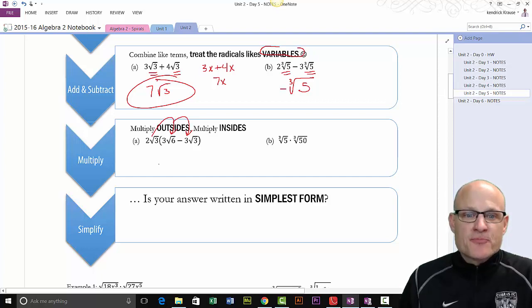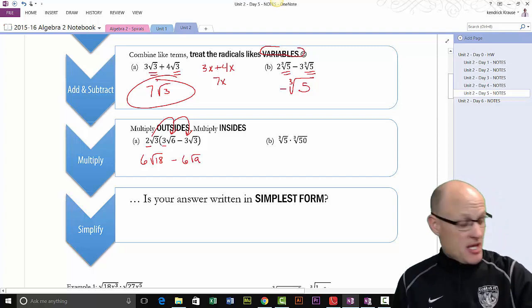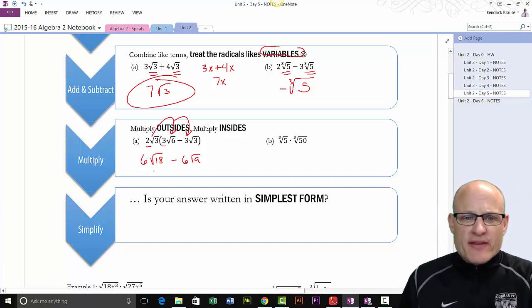All right, so we're just going to use the distributive property. Nothing new here, kids. So we're going to multiply 2 times 3, so that's 6 square roots of 18 minus 6 square roots of 9. Well, you still have to finish. A lot of times kids will do this first step, and what they won't do is finish the problem. So we still have to simplify this square root of 18. So this is 6 square roots of 9 times 2. And this one's not bad. This is just 3. So this is minus 18. So I'm almost done. The square root of 9 is 3. So I get 18 radical 2 minus 18.